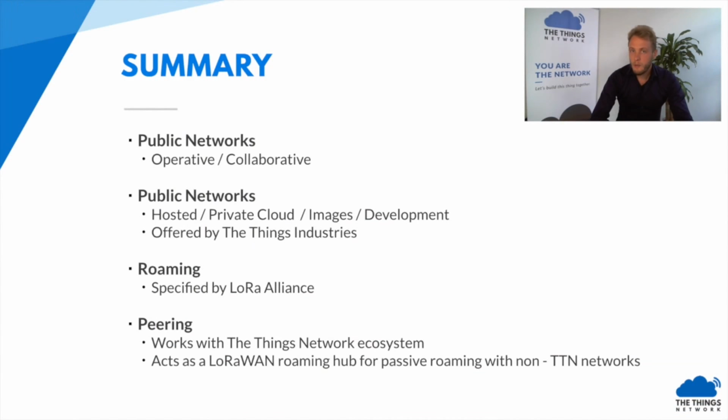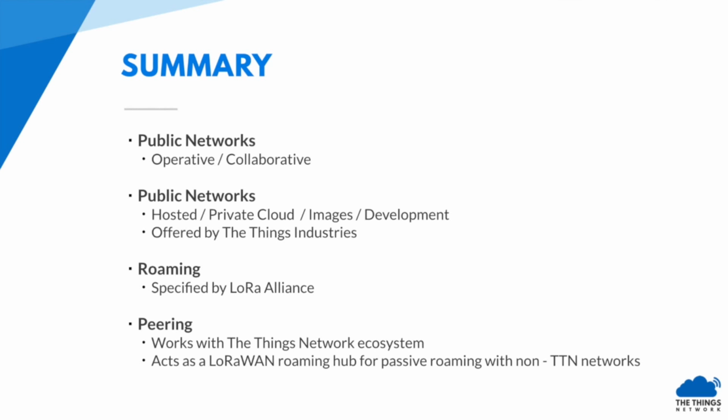You can use it on public networks and private networks: operator networks or collaborative public networks, as well as hosted private cloud images and development for private networks. All these private network offerings are provided by The Things Industries. Roaming and peering allow for exchange of traffic, and passive roaming and peering is also supported within the Things Network ecosystem and powered by technology of The Things Industries.